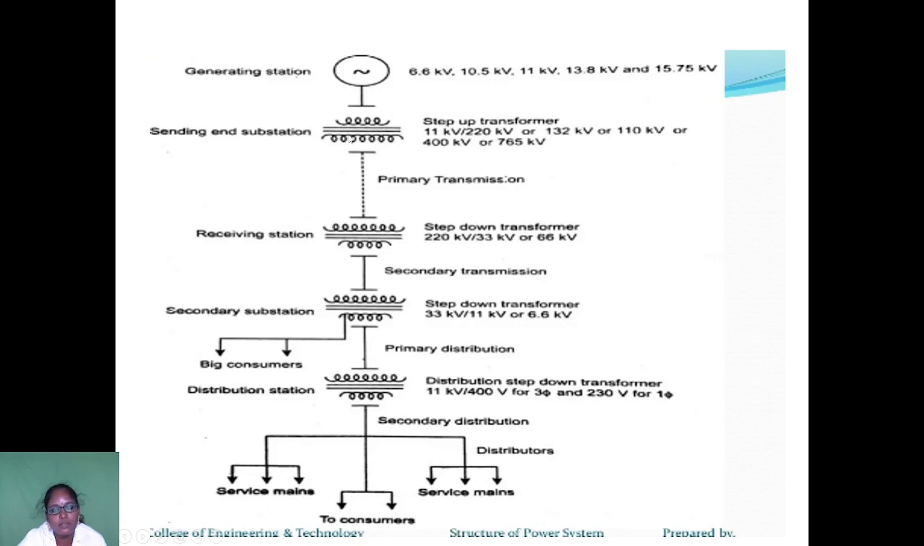The second stage is the transmission stage. In transmission there are two stages: primary and secondary transmission. The third stage is distribution. In distribution also there are two categories: primary distribution and secondary distribution. And finally, we distribute the power to the consumers. Next we see the transmission and distribution side in the next slide.